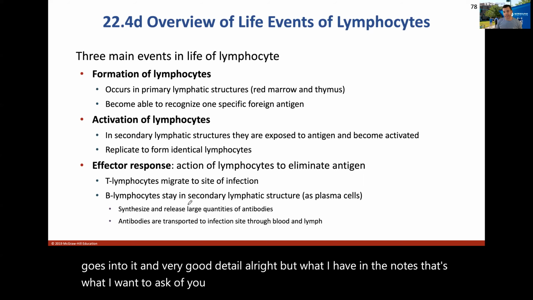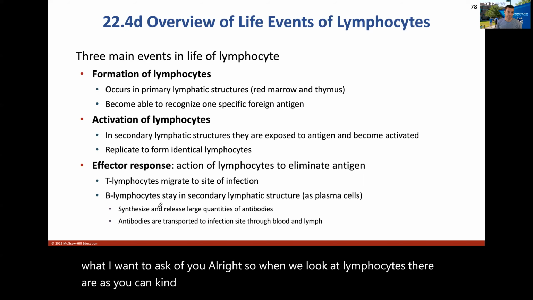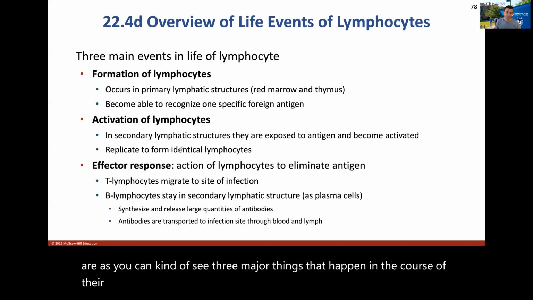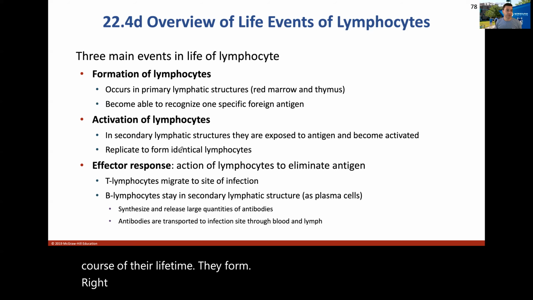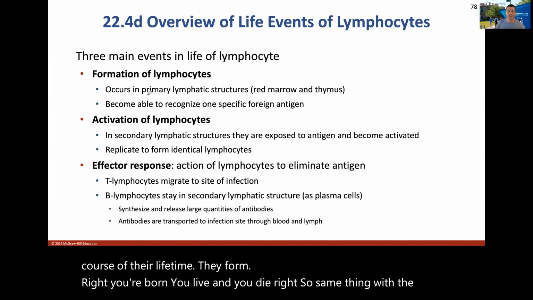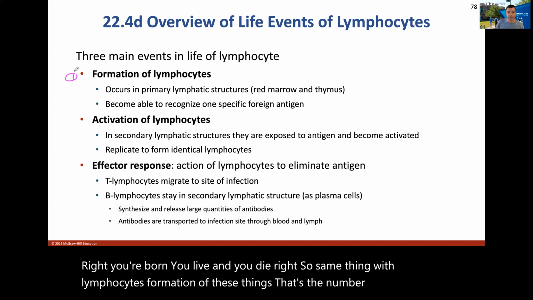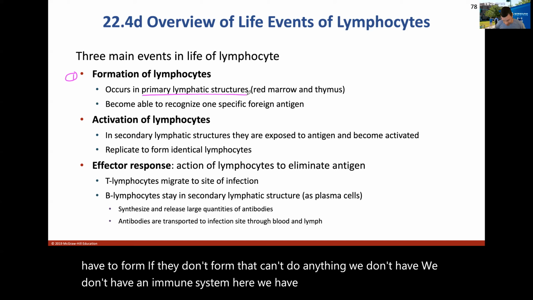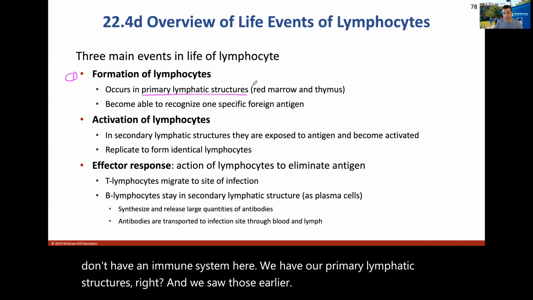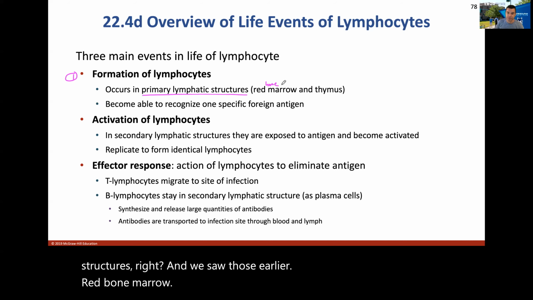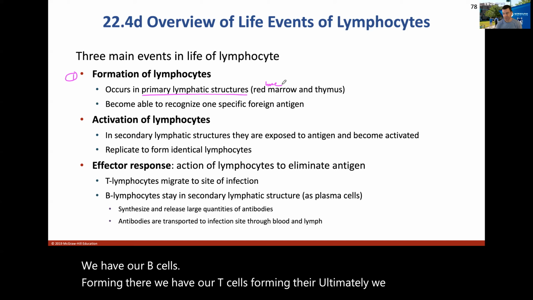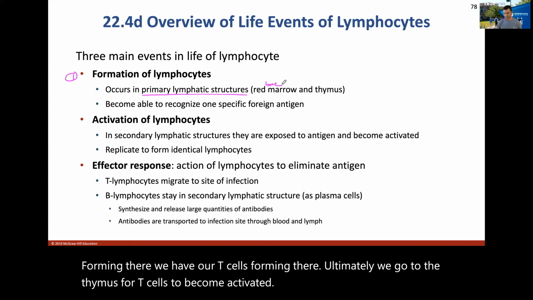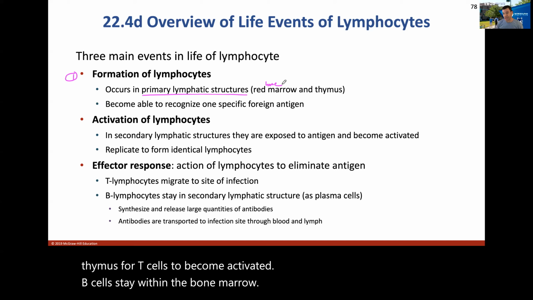So when we look at lymphocytes, there are three major things that happen in the course of their lifetime. They form, right? You're born, you live, and you die, right? So same thing with lymphocytes. Formation of these things is the number one event. They have to form. If they don't form, you can't do anything. We don't have an immune system here. We have our primary lymphatic structures, and we saw those earlier. Red bone marrow and the thymus, okay? We have our B cells forming there. We have our T cells forming there. Ultimately, we go to the thymus for our T cells to become activated. B cells stay within the bone marrow. They have to be activated.